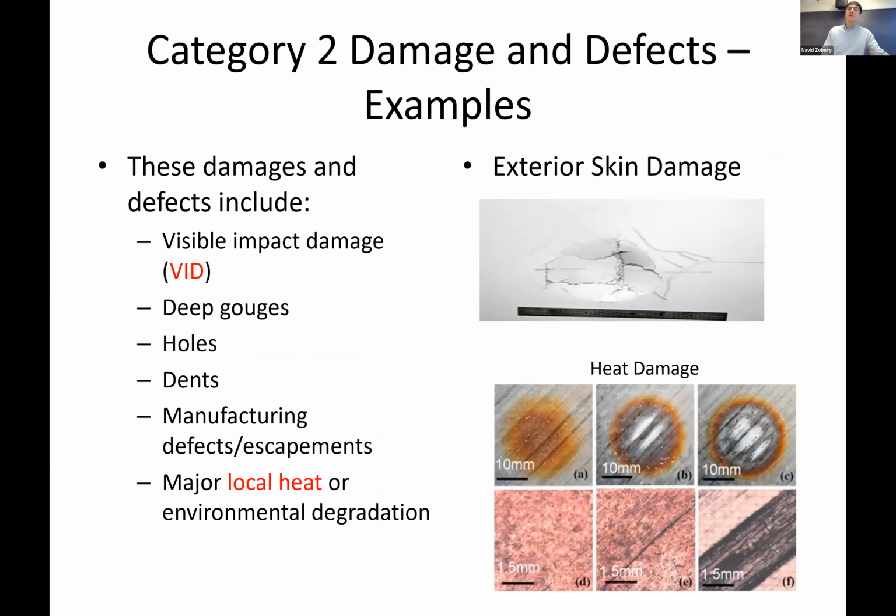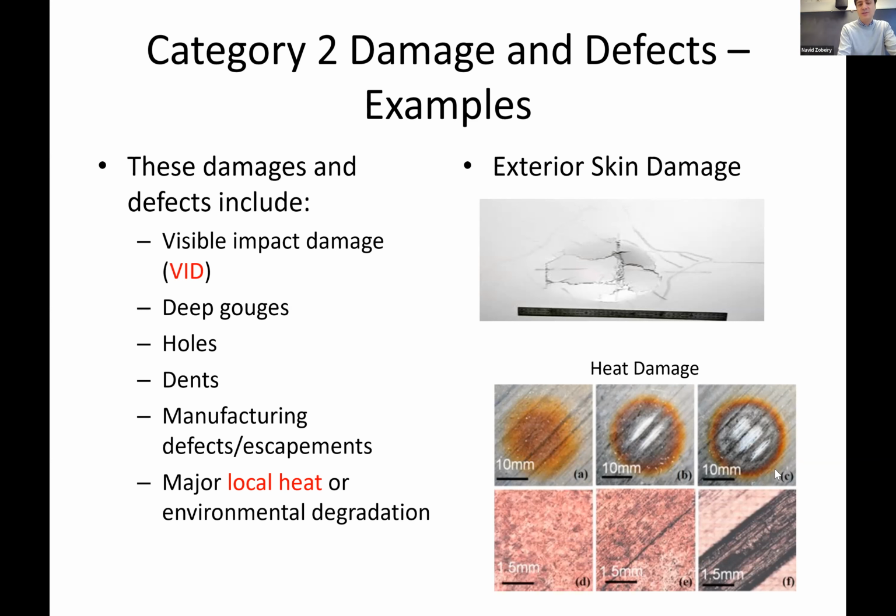Next category, we call it category 2 damages. Visible impact damage is one of those things. Heat damage is sort of the defect that typically comes under this category if it's not too severe. It's just like mostly surface effects. So when you have heat, you start burning, the material goes through pyrolysis, it reduces its mechanical performance. So it reduces the performance at the end, but depends on how large it is.